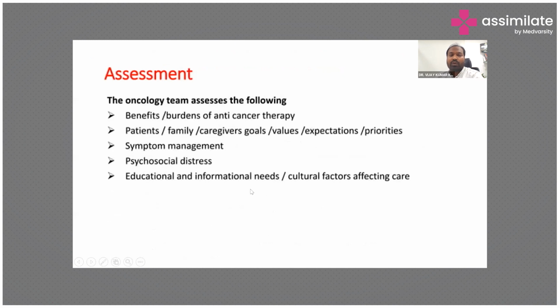So what we do when we select a patient for palliative care is assess the patient. We will assess for the benefit: what type of therapy should be given in palliative care and how it affects the patient, what the outcomes are, what the benefits are, and what the burdens are on the patient and on the family, like the cost, the economic burden, the physical burden, the psychological burden. All those things we have to assess before starting any form of palliative therapy.